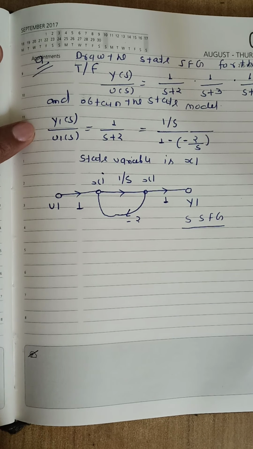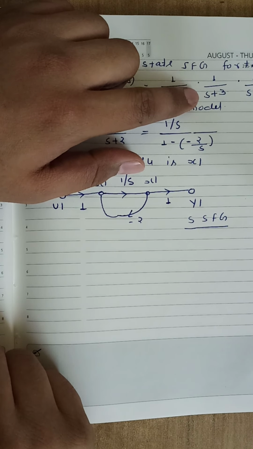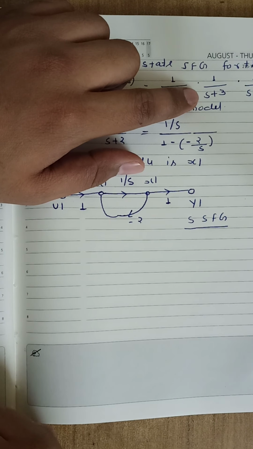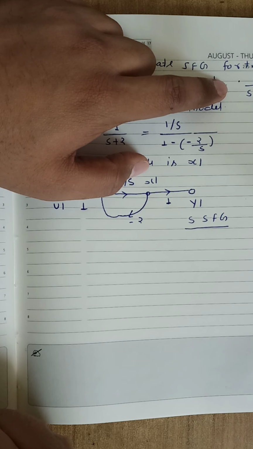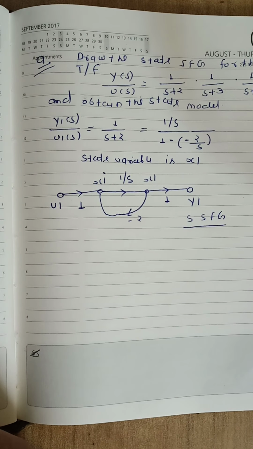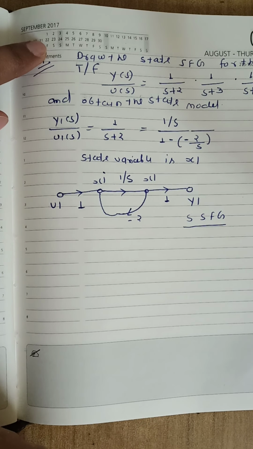Similarly, we can draw the state signal flow graph for second transfer function, that means for 1 over s plus 3, by considering second state variable x2. In same way, we can draw the state signal flow graph for the third transfer function, that means for 1 over s plus 4, by considering third state variable x3. After that, we can draw the complete state diagram by combining the state diagram for each transfer function.